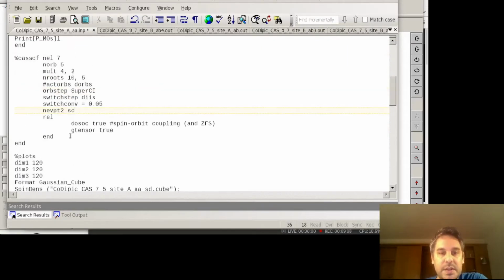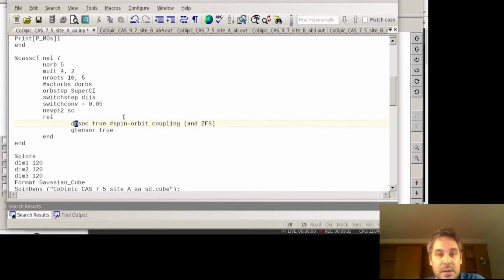Then, because I'm interested in magnetism, as this molecule has a high spin configuration, there will be a zero field splitting, and usually for octahedral or distorted octahedral cobalt 2, it's a large zero field splitting. So rel is for relativity, and DoSOC means do spin orbit coupling, true.